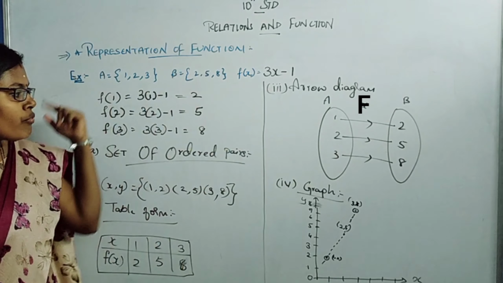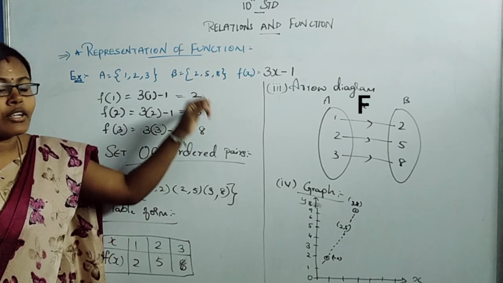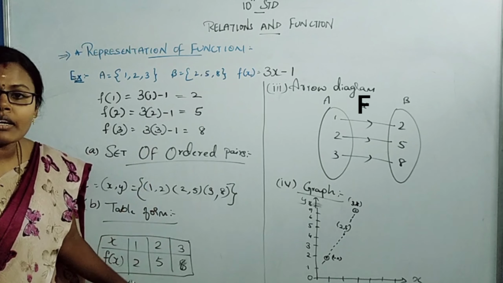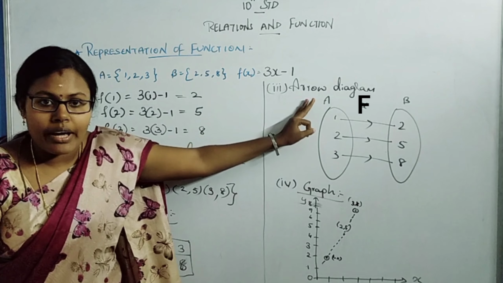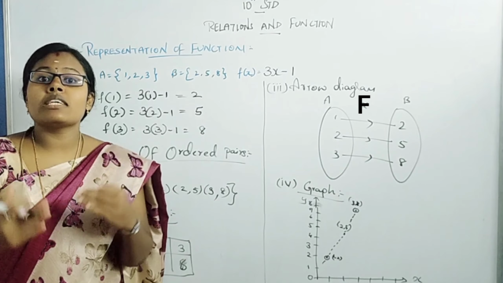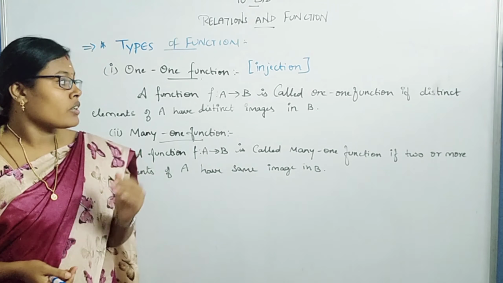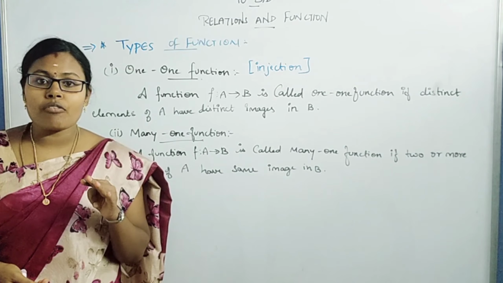So these are the 4 ways of representing the function. What are those? Set of ordered pairs, then table form, then arrow diagram, then graph. Got it? Okay. Now we'll see the types of function. In this also you have 4 types of function.